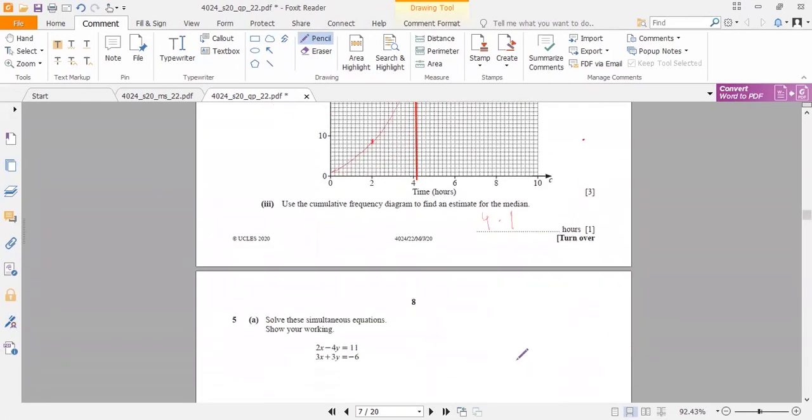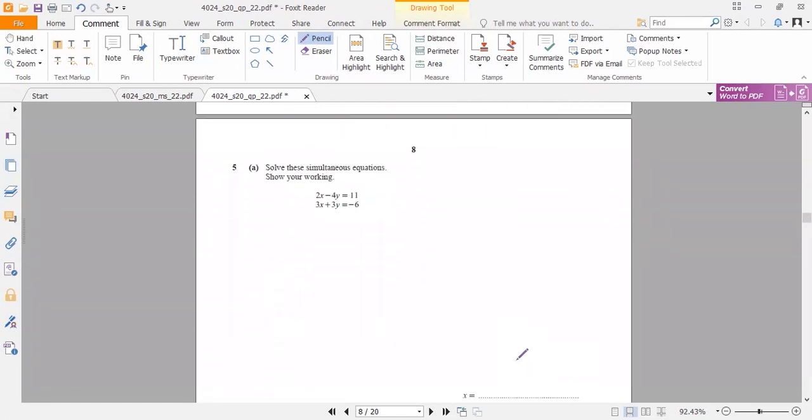Now come to the question number 5. Solve these simultaneous equations, show your working. As we all know, we have two methods to solve these equations, elimination and substitution. I'm going to use the substitution one. So if I name this equation 1 and this equation 2, from equation 1, if I'm going to find out the value of x, it will be (11 plus 4y) upon 2.